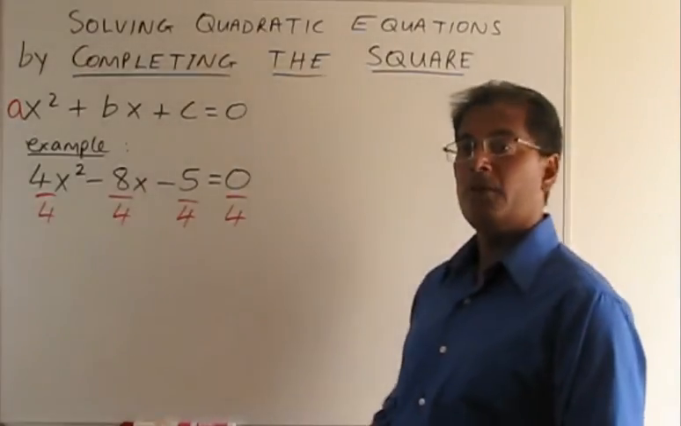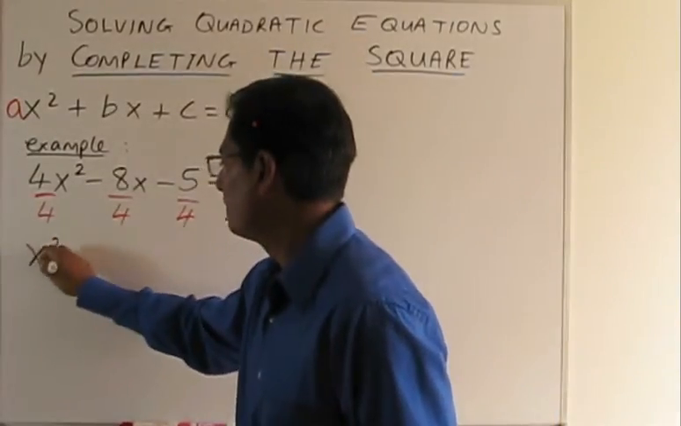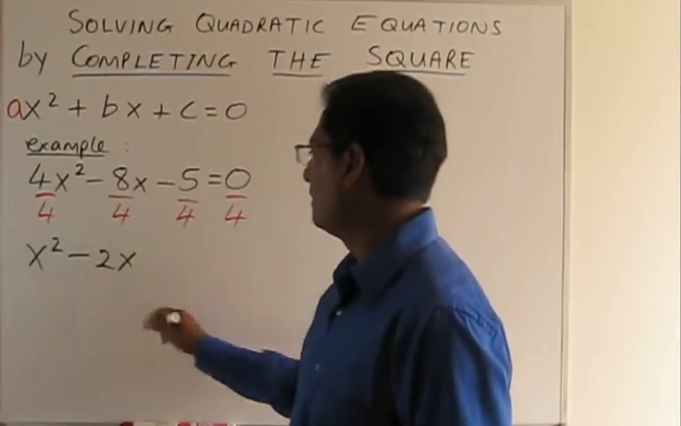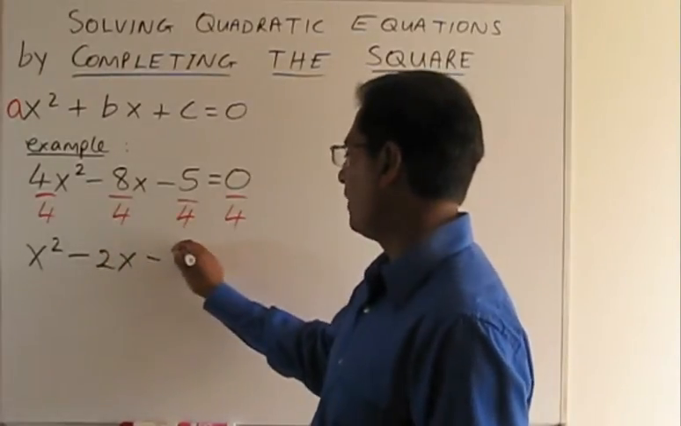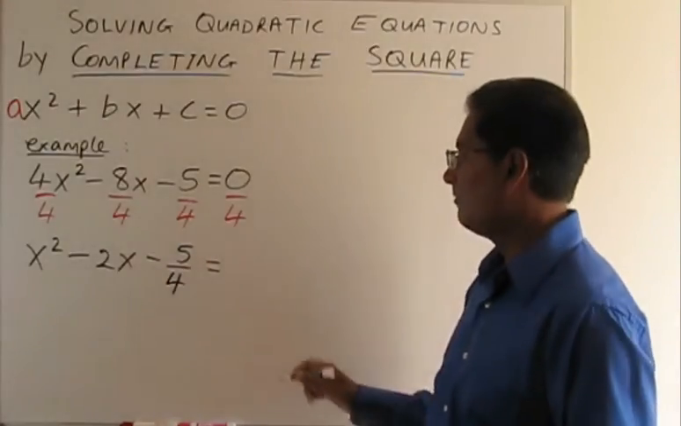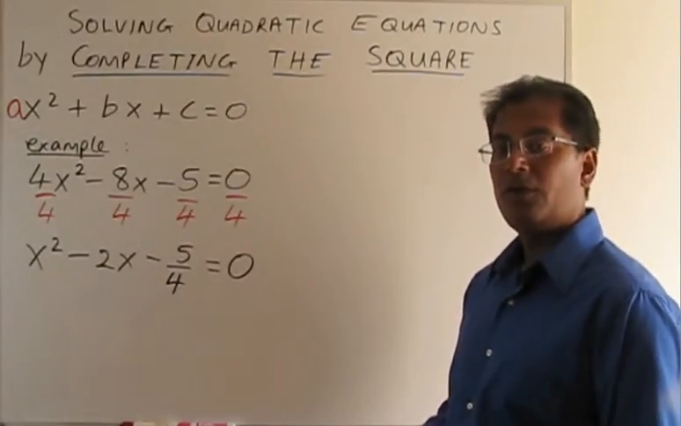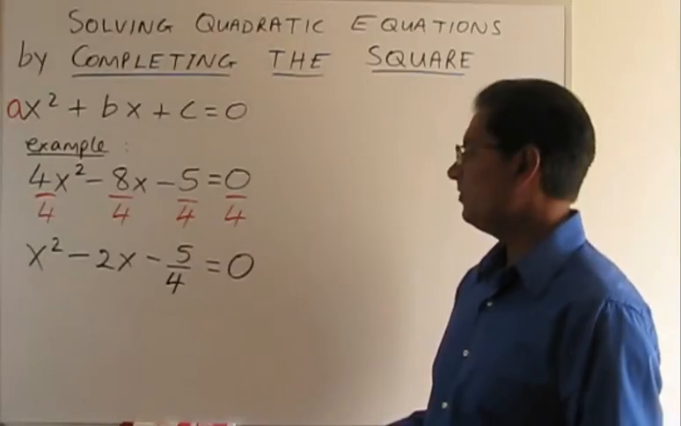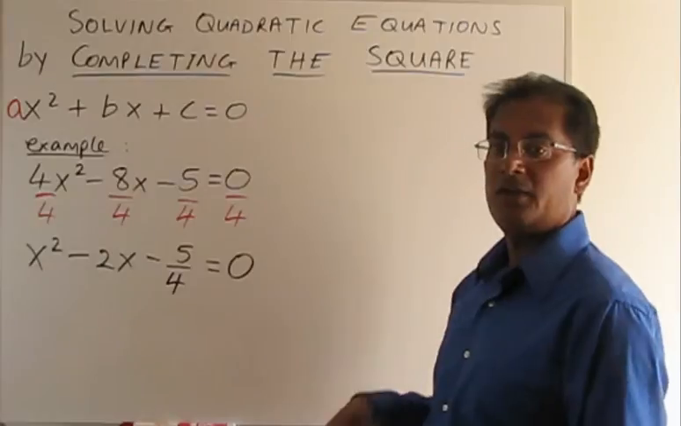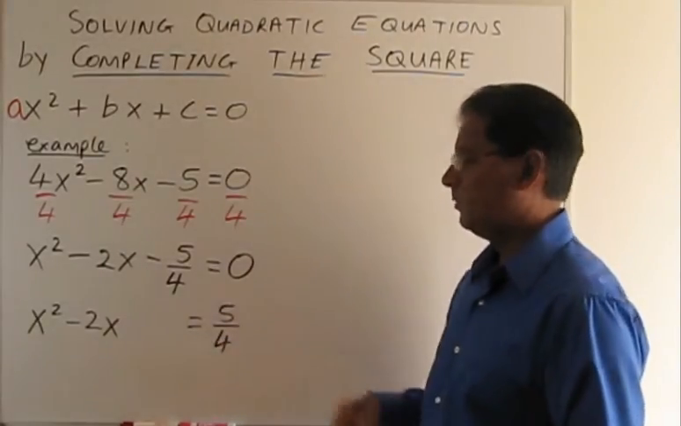So what are we going to end up with? Well, 4 divided by 4 is 1. So I'm going to have an x squared minus 8 divided by 4 is 2, so I have a 2x, minus 5 divided by 4 is 5/4. We'll leave that as a fraction. And on the right side, we have 0 divided by 4 is 0. And now we're ready to complete the square. So what are the steps in completing the square? The first thing is we move this constant term, which is a negative 5/4, to the right side. In other words, I'm going to add it to both sides to get x squared minus 2x equals 5/4.